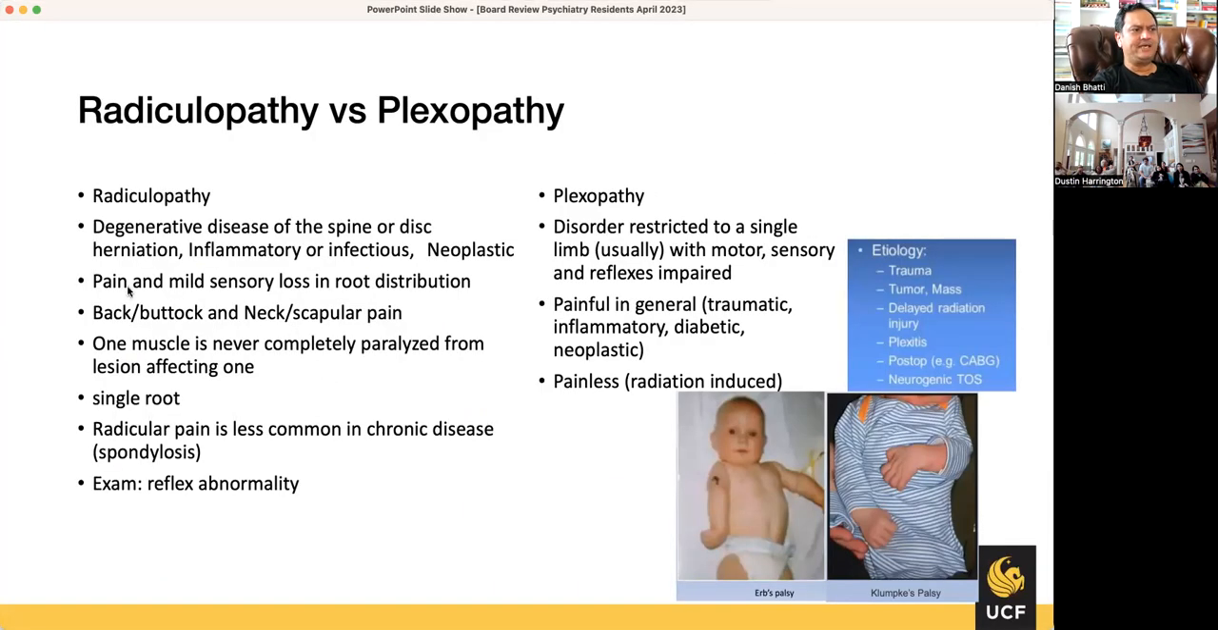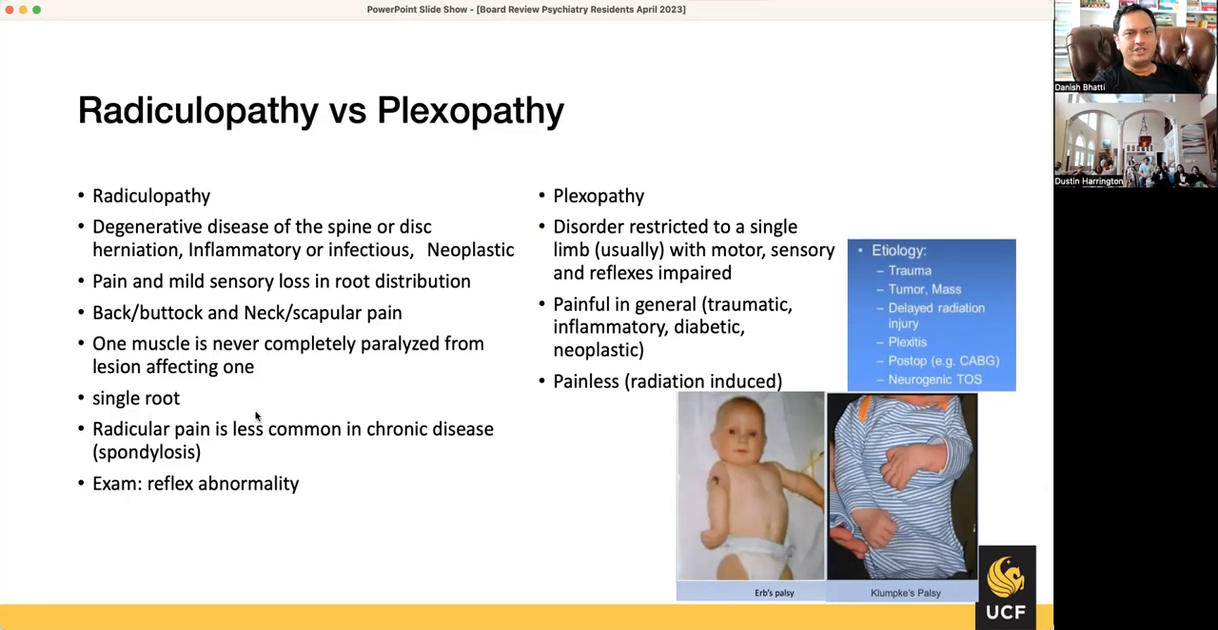Usually there is pain and sensory loss in the distribution of that nerve root, and it often involves back pain or neck pain along with it. And then there is usually partial weakness, but never a complete paralysis of a muscle, because each muscle has multiple nerve roots supplying it.